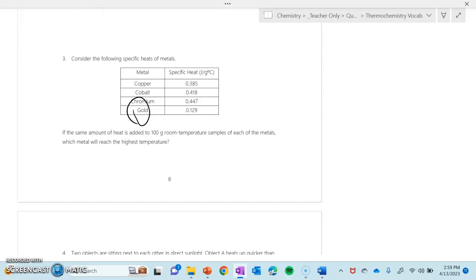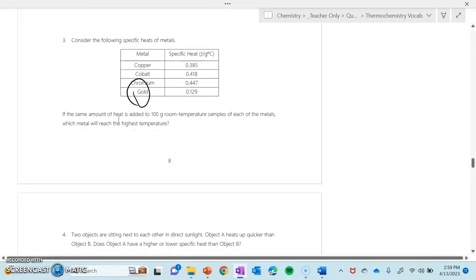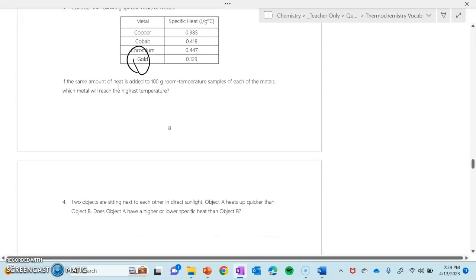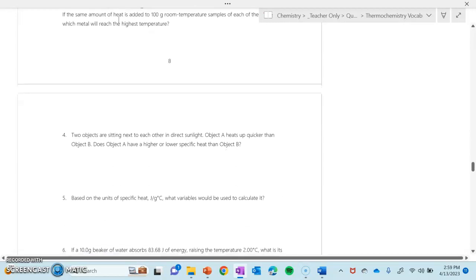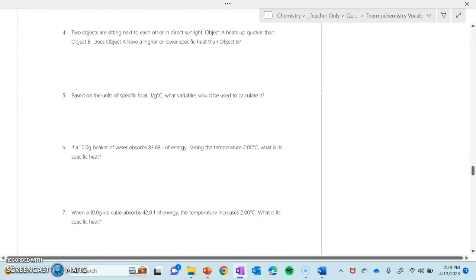It still isn't going to be that insulated because all of these are metals. They're all going to be pretty easily influenced. As you can see, they're all less than 1, but gold is going to be the highest temperature after being heated for the same amount of time.